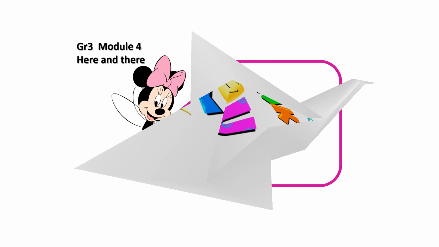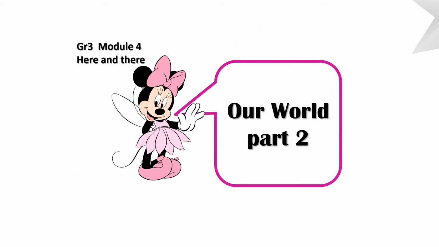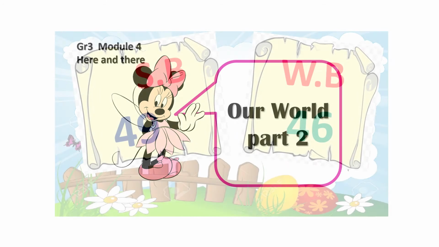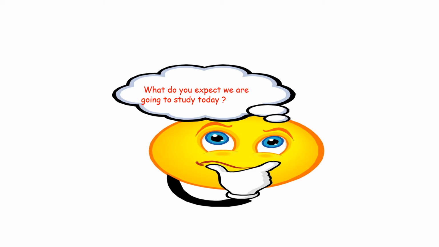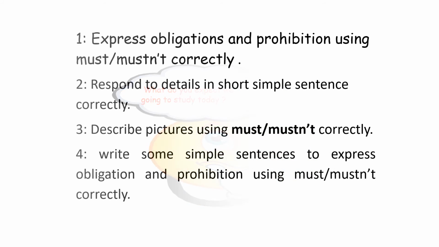Now we come to our world, part 2. Pupils book page 49 and workbook page 46. What do you expect we are going to study today? In other words, what are the objectives of the lesson? We are going to make a revision for it. This can be shortened in the following points.